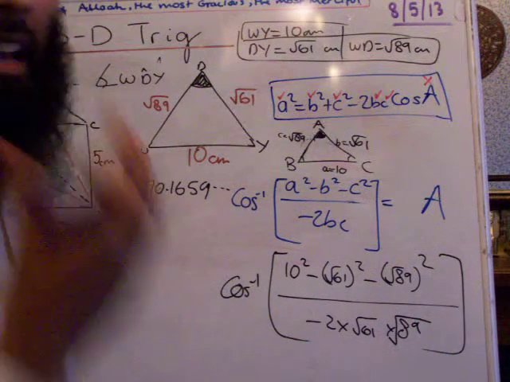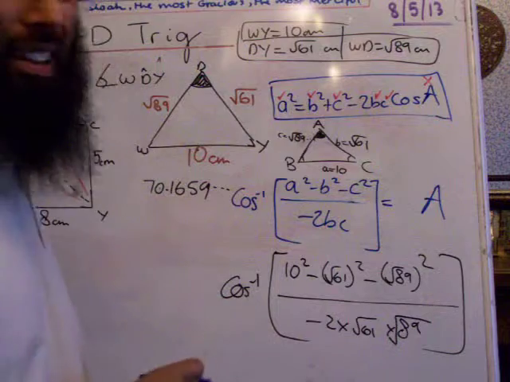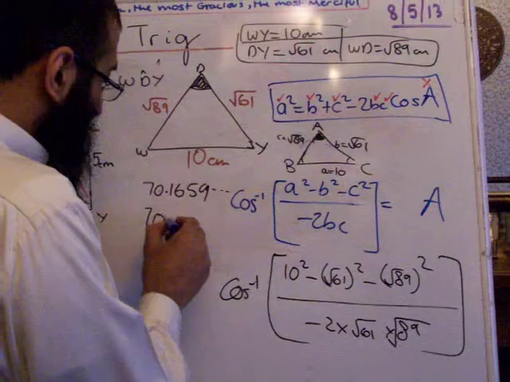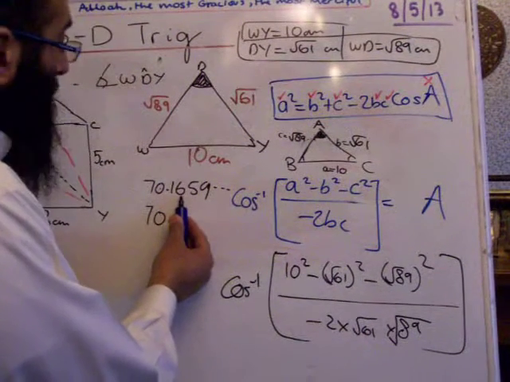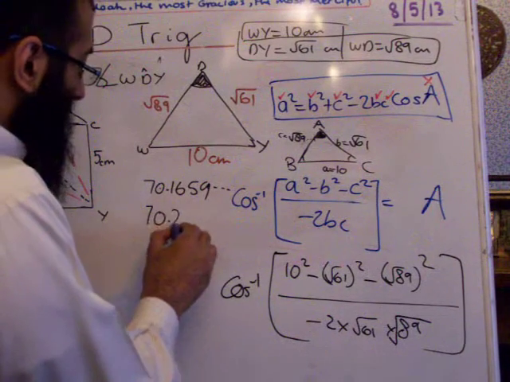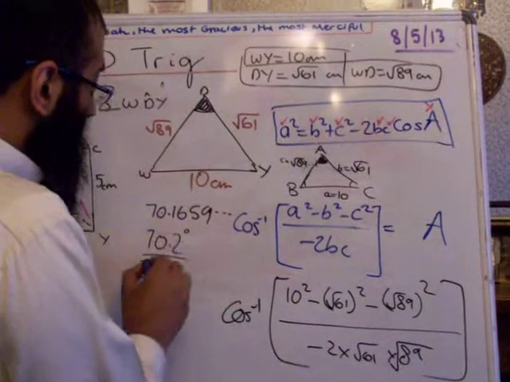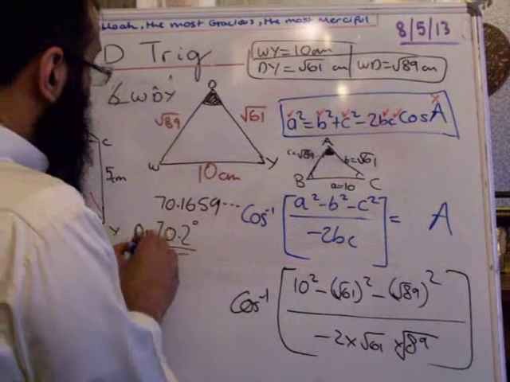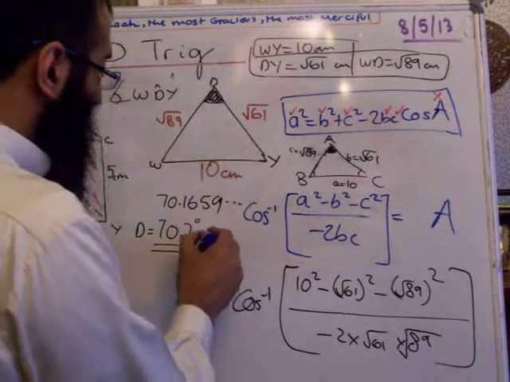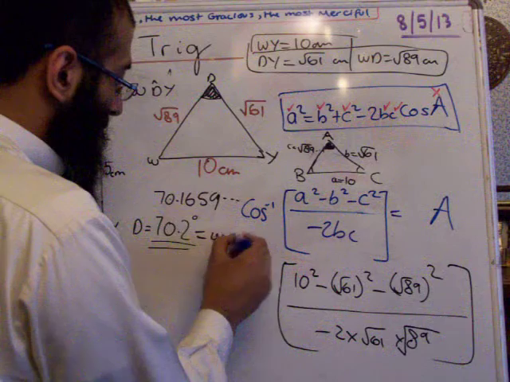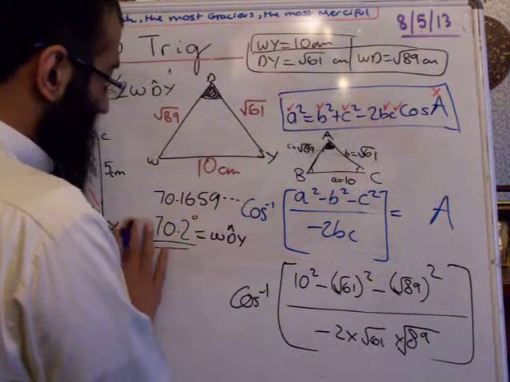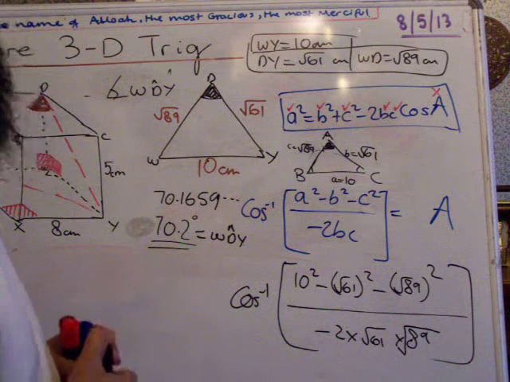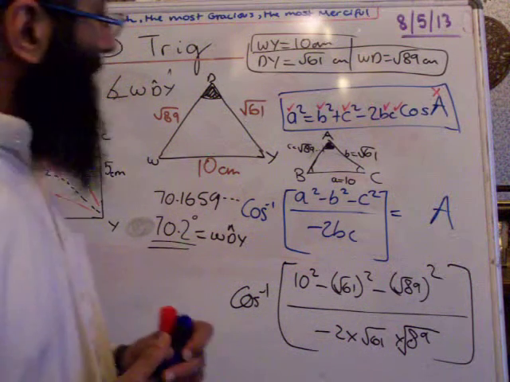Now, because we're measuring an angle, we don't need to give it to 2 decimal places, but 1 dp will do fine. If the next digit is 5 or more, add 1. So the angle WDY is equal to 70.2 to 1 dp. So that's the end of that question, folks. In the next video, we'll be looking at another question. Thank you for joining us.